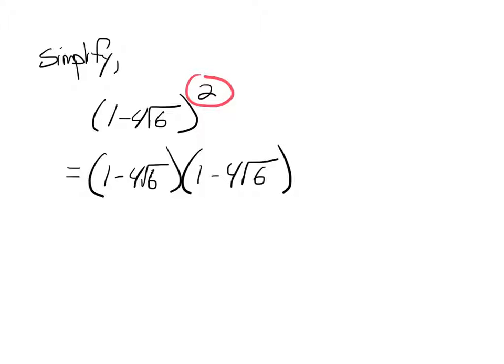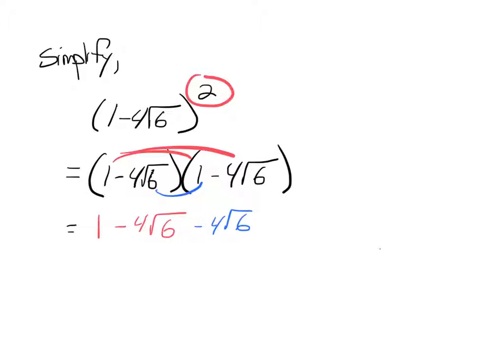Writing it like that helps us because now it's obvious, hopefully, that we need to FOIL to multiply these together. So let's do this first set of multiplication. 1 times 1 gives us a 1. 1 times negative 4 square root of 6 is just minus 4 square root of 6. And then the other set is this minus 4 square root of 6. That's times 1, but that doesn't do anything.